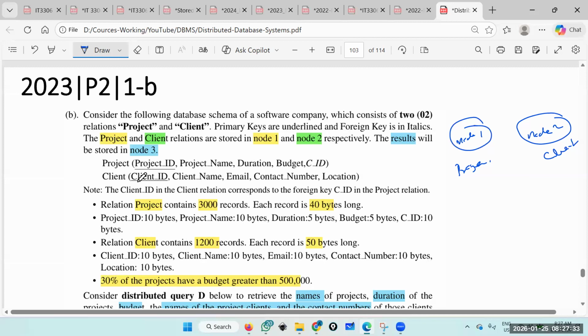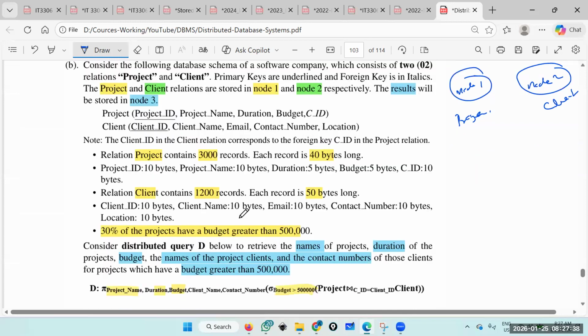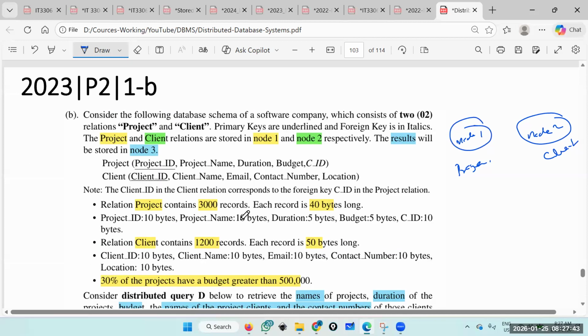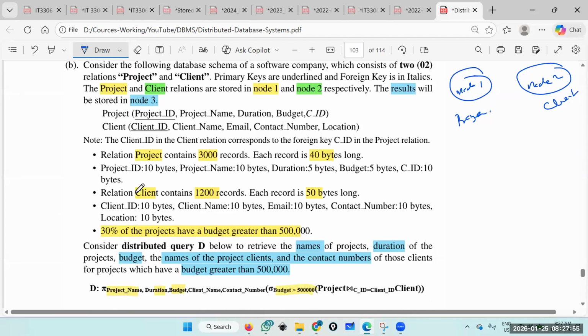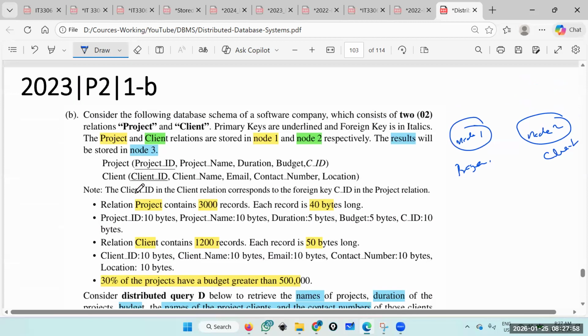Because remember the index questions, you need to do calculations also. Here also calculation, but index calculations are more complicated, more time consuming. So this is project details and this is client details. Note, the client ID in the client relation corresponds to the foreign key in the project relation. So possibly there is CID. Yeah, CID is a foreign key to do the join.